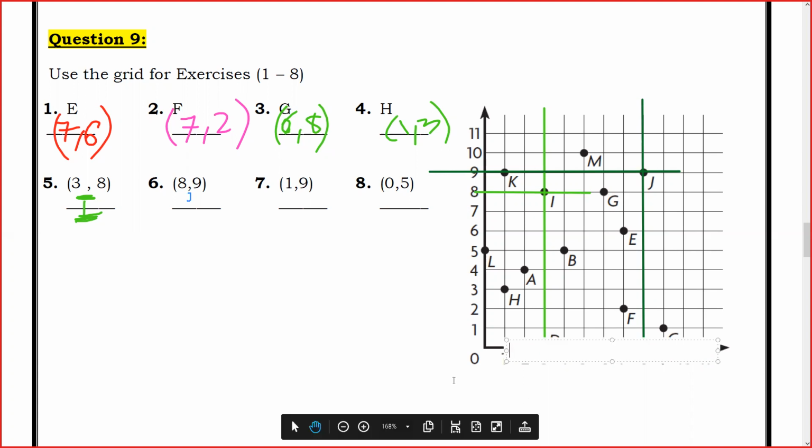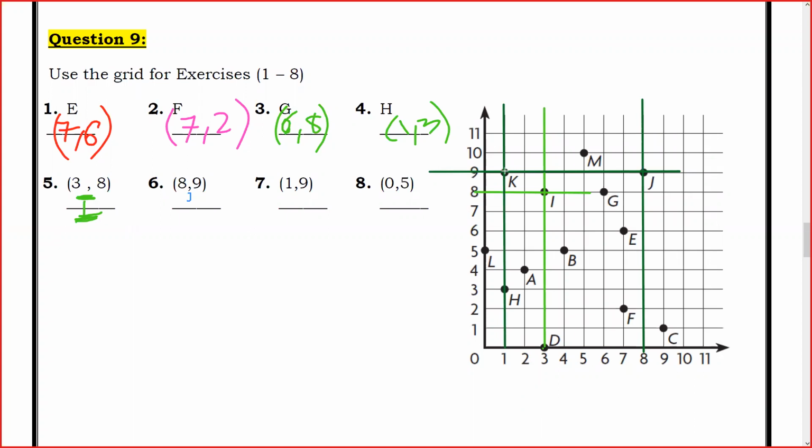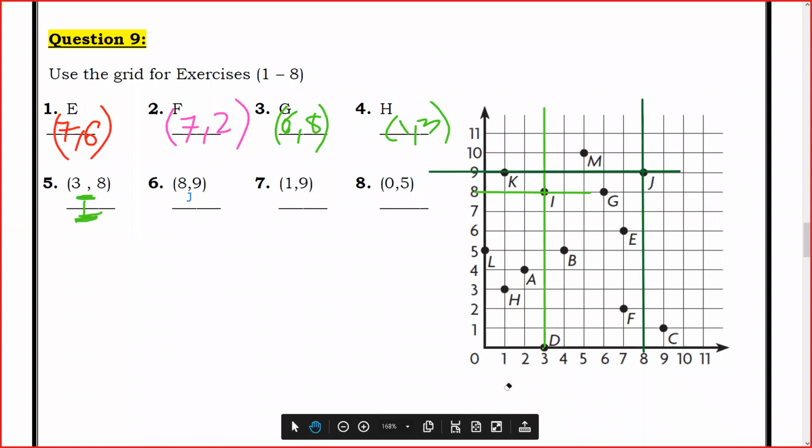1. Yeah, let's draw a line first. 1 and 9. So what's the name of the point? Be careful, miss. 1 and 9. What's the name of the point? Okay, good job. So here it will be K.